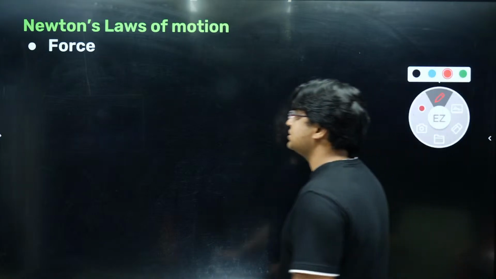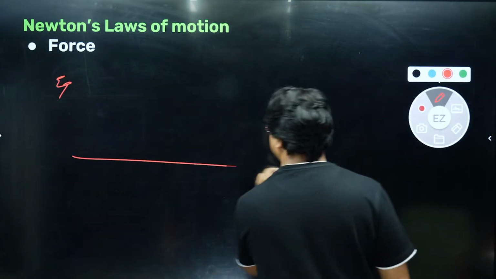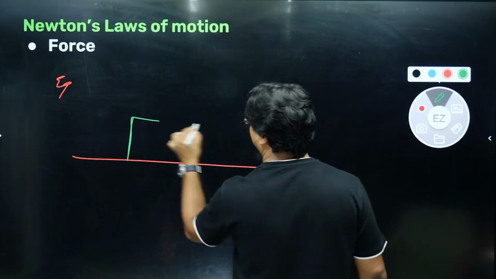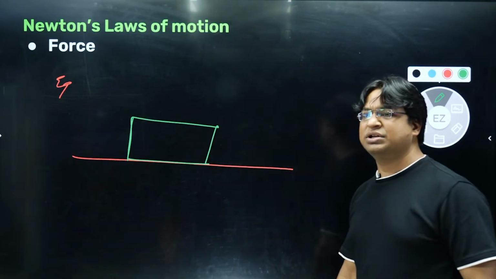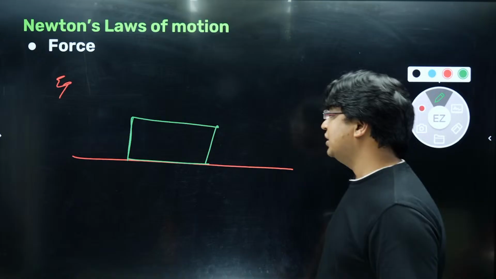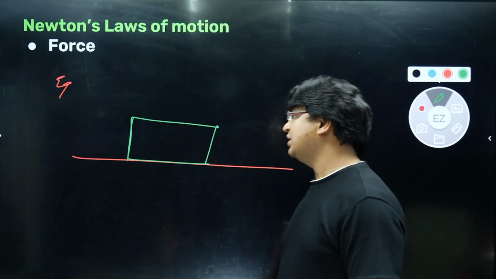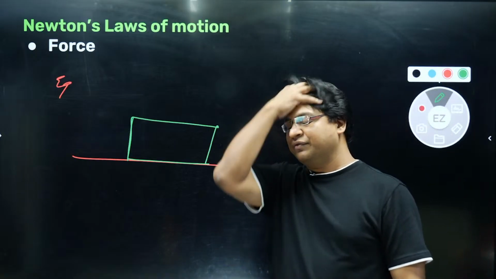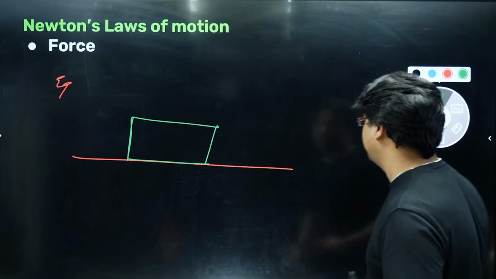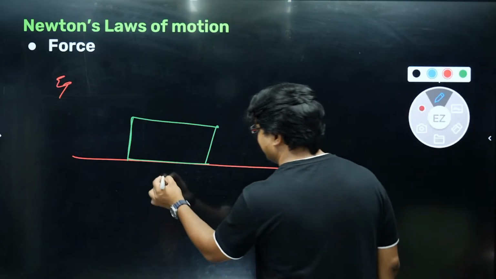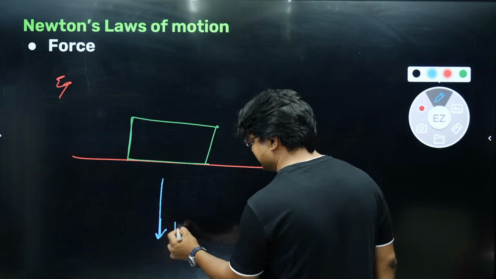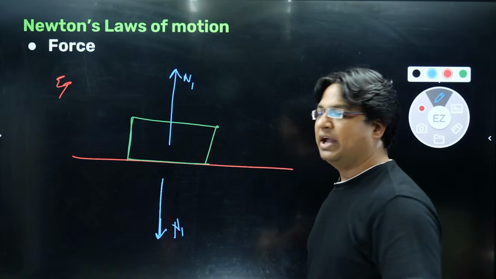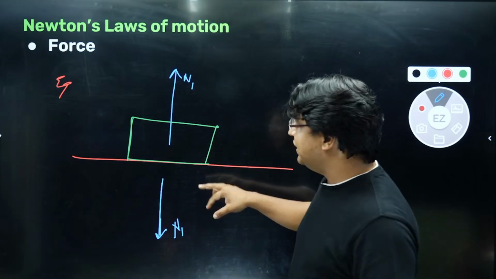Let's consider a situation. Let's say this is ground, maybe a tabletop, and we kept a block on this. It's a horizontal surface, you can assume. Because these two entities are in contact, they will exert a normal reaction on each other, and the normal reaction is always a pushing force. So they will try to push each other. The block will try to push the table downwards with some force, let's call it N1, and the table will try to push the block upward with the same force, N1.